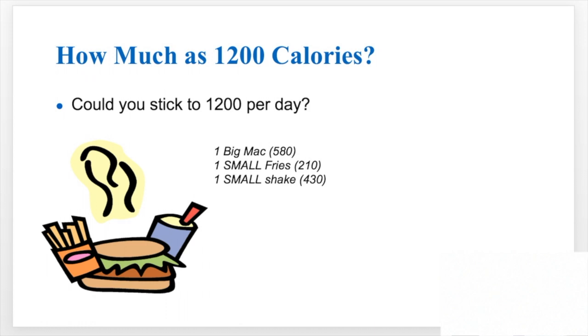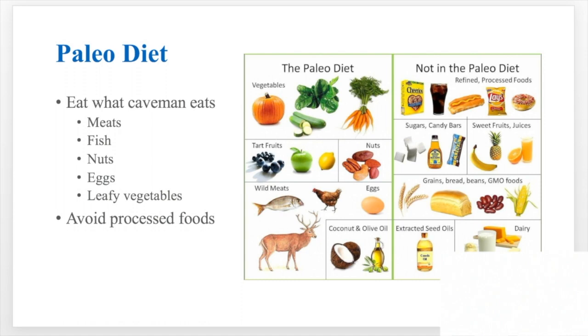But that calorie restriction is very hard to do. Just look at an example: 1,200 calories includes one Big Mac, one small fries, and one small shake. And that's basically it. That is your whole meal for the entire day. It's really hard to maintain a 1,200 calorie restricted diet, which is why it's very difficult sometimes to do it on your own without the help of an organization or without the help of friends as well.